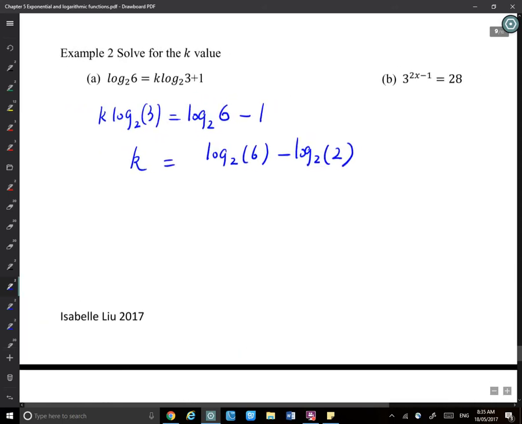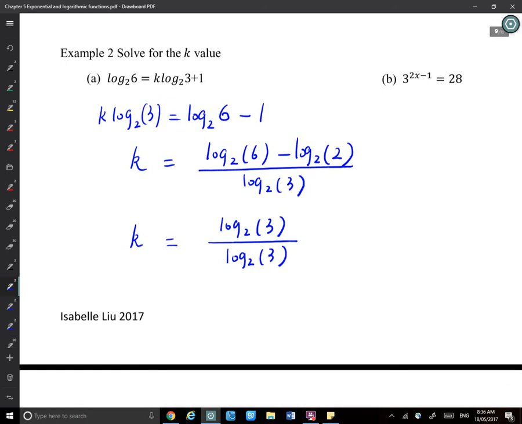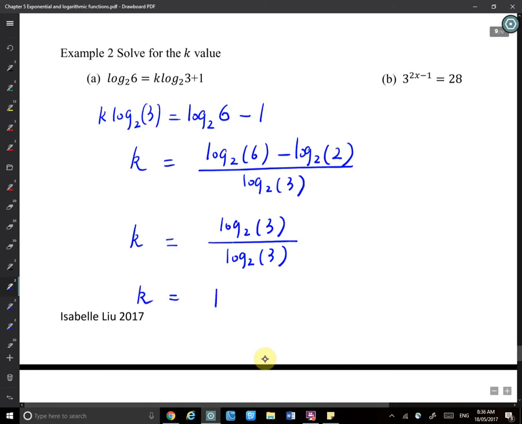I want to make it the same base, and then that will be divided by log base 2 of 3. So k equals log base 2 of 6 minus log base 2 of 2, so it's log base 2 of 6 divided by 2. You will have log base 2 of 3 on the top, divided by log base 2 of 3. And k just equals 1.